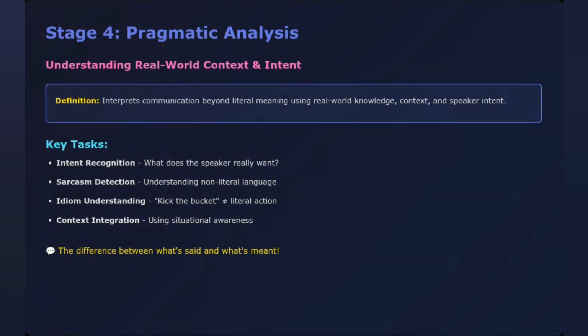Finally, we reach stage 4, pragmatic analysis. This is the most sophisticated level. Pragmatic analysis goes beyond literal meaning. It understands intent, context, sarcasm, idioms, and real-world knowledge. The key here is interpreting what someone really means, not just what they literally said. It handles figurative language, cultural context, and situational awareness.